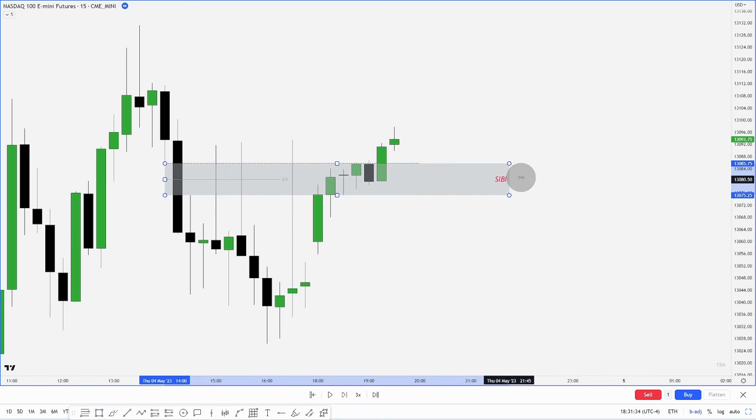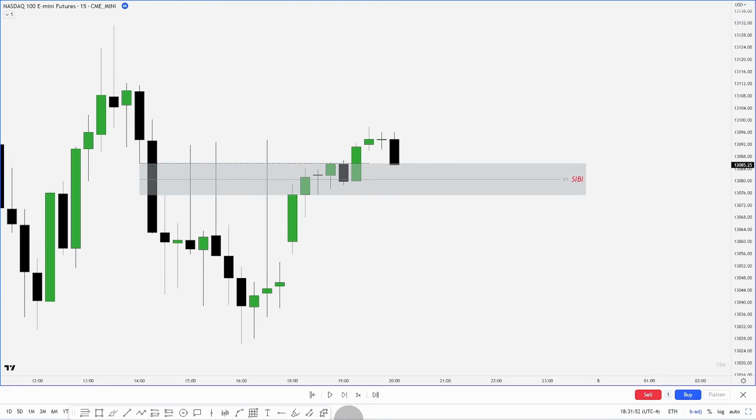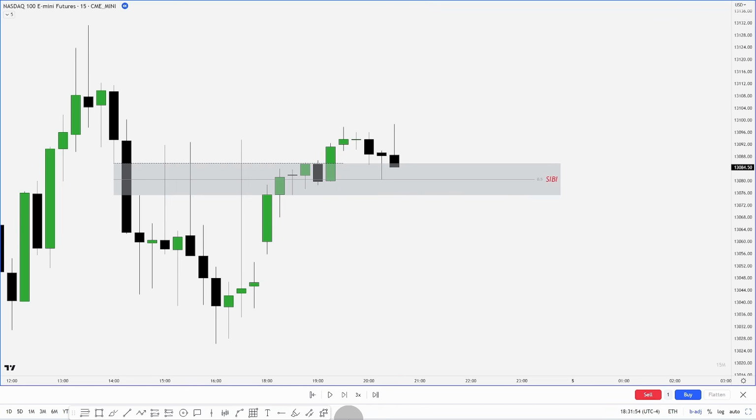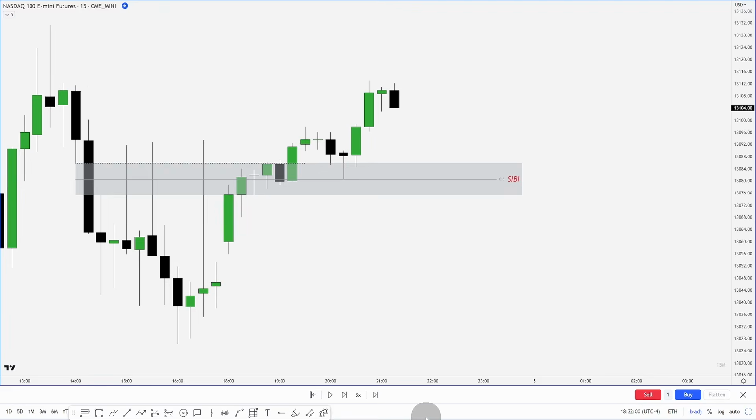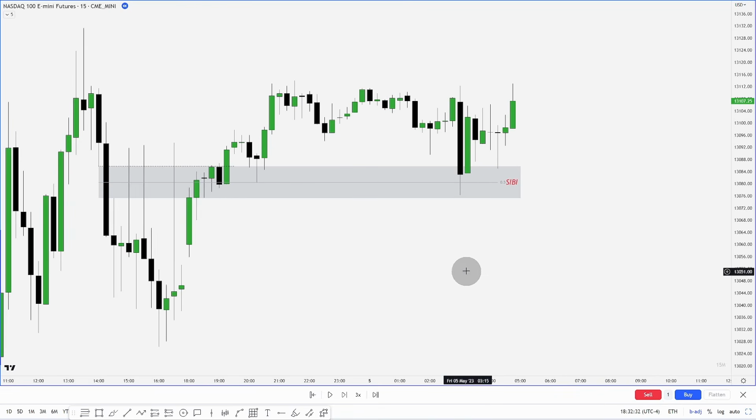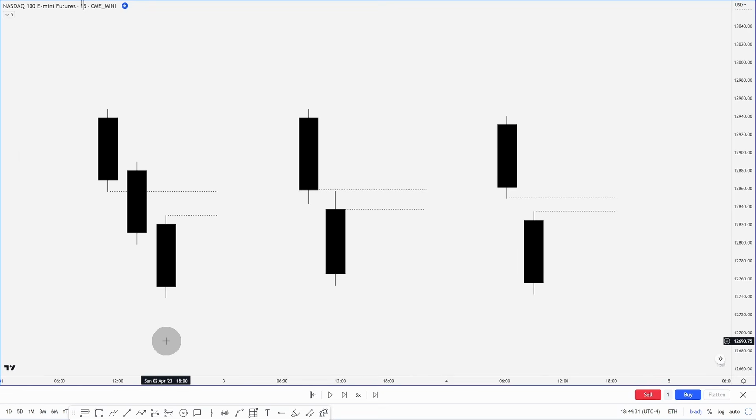So extending this out in time, let's see what happens when price returns. You can see how the consequent encroachment was used as support. And then going even further ahead, we reach into this old SIBI again, use it as support, and get displacement back out of it.